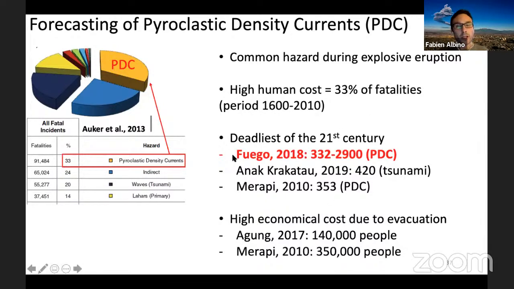And the Fuego eruption was one of the cases for the 21st century and has been reported as the deadliest eruption of this century. The number of fatalities went from 300 from the authorities up to 2,900 from some independent reports. So quite a big impact for this eruption on the population. And of course, this eruption had a high economic cost due to the evacuation of the population.